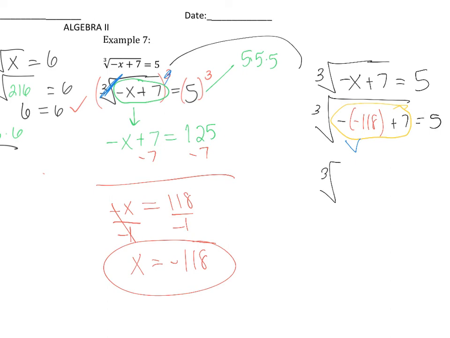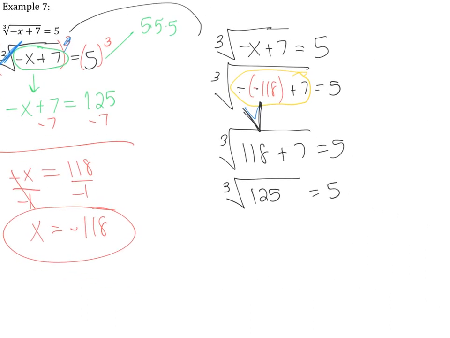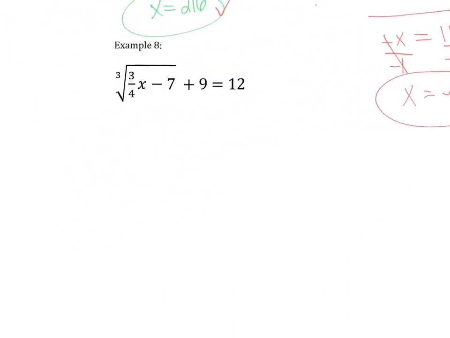So now I have the square root of 118 plus 7 equals 5. Notice this is a positive 118 because a negative and a negative make a positive. Okay, now I'm going to add, and this gets me 125 because 118 plus 7 is 125. My last part of checking is realizing that I know that the cubed root of 125 is 5. These do check out, which means x equals -118 is the correct answer. Okay, all right, last one, and then we're done.